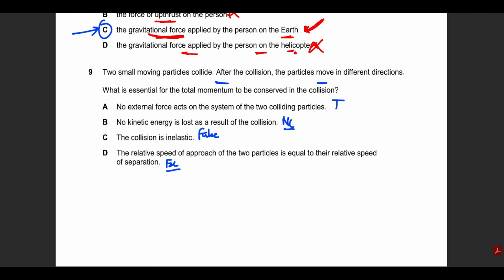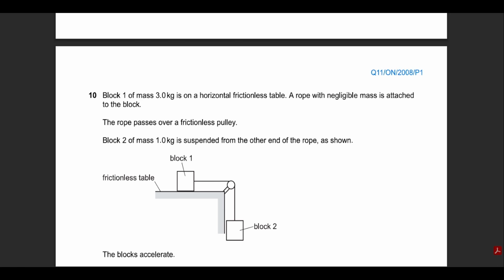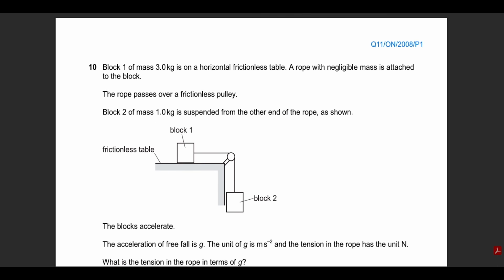But the condition that is always going to be true, it has to be true for the sake of momentum at least, is that there is no external force acting, and only the objects that are interacting with each other. You'll find question number 10 interesting.